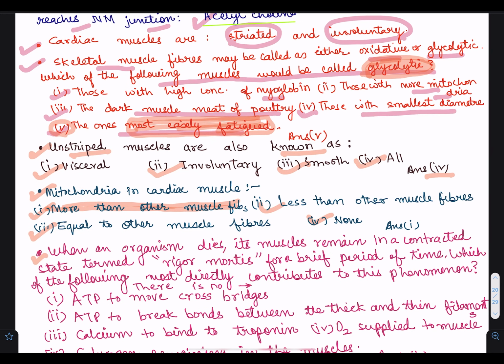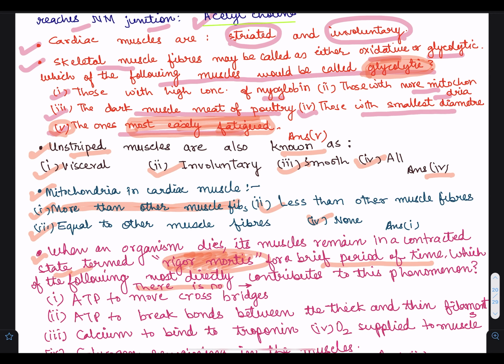Now, when an organism dies, its muscle remains in a contracted state termed as rigor mortis for a brief period of time. Which of the following most directly contributes to this phenomena? What the question is asking is, an organism dies, then its muscle remain in a contracted state. Suppose the person was holding a bunch of grass in his or her hand, then it will remain like this because the muscles go into rigor mortis. So they're asking which phenomena is directly responsible for this.